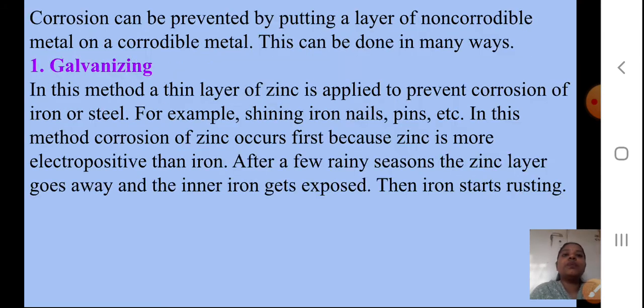Corrosion can be prevented by putting a layer of a non-corrodable metal on a corrodable metal. This is done in many ways.